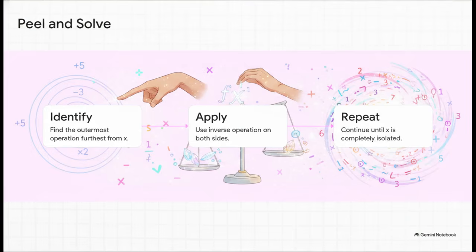To actually put this into practice, we use what's called the peel and solve framework. It gives struggling students a super clear 1, 2, 3 decision-making process. First, identify the outermost operation. Second, apply the inverse operation to both sides. Third, repeat. This tells them exactly where to start. Instead of guessing and panicking, they can just ask themselves, okay, what is the furthest thing from x on this side of the equation? It massively reduces confusion and really builds that accuracy.